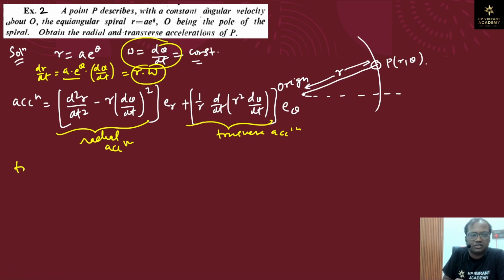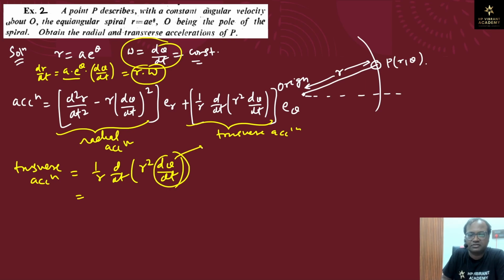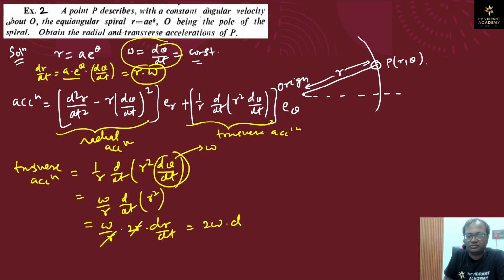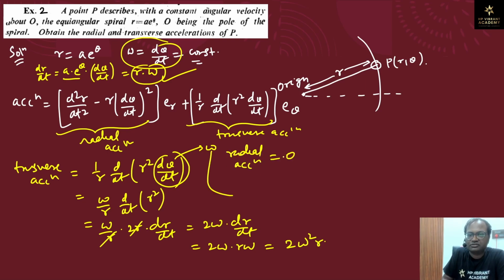Okay, so the transverse acceleration is given as 1/r d/dt of r square d theta/dt. Okay, so d theta/dt is constant, that is omega, so this we can take out. So omega upon r into d/dt of r square. This is equal to omega upon r into 2r into dr/dt. So this gets cancelled, and this is equal to 2 omega into dr/dt. And dr/dt is r omega. So this is 2 omega into r omega, which is 2 omega square r. So we have the radial acceleration as 0 and transverse acceleration as 2 omega square r.